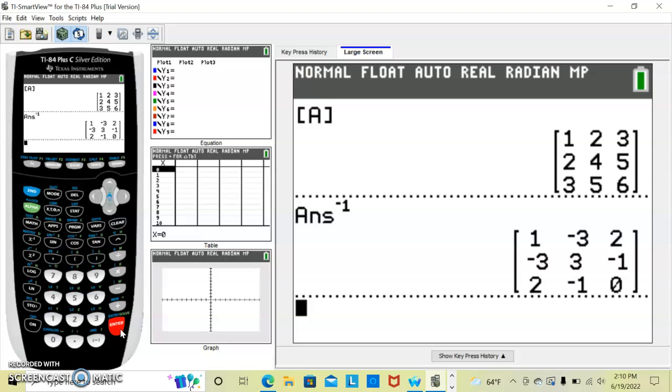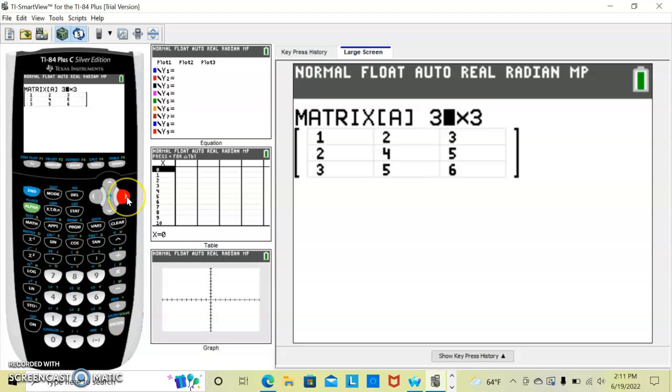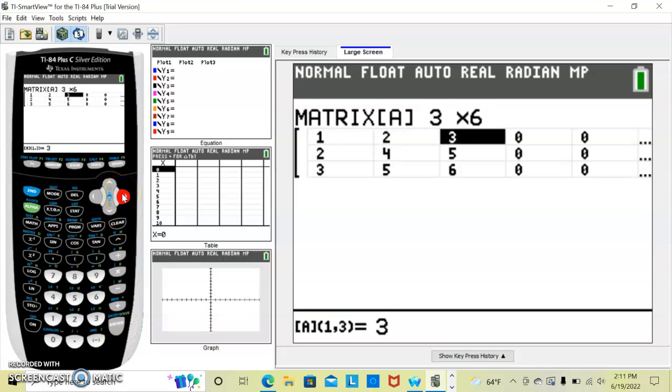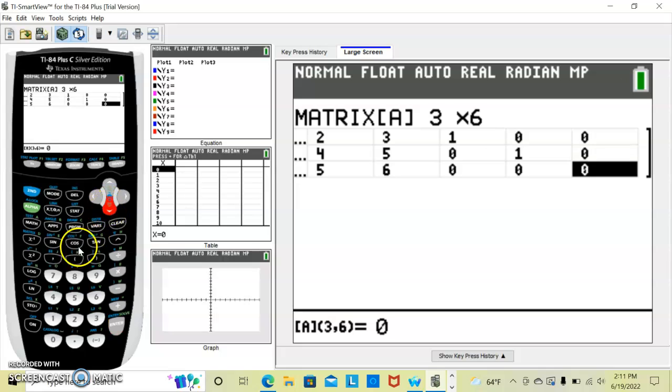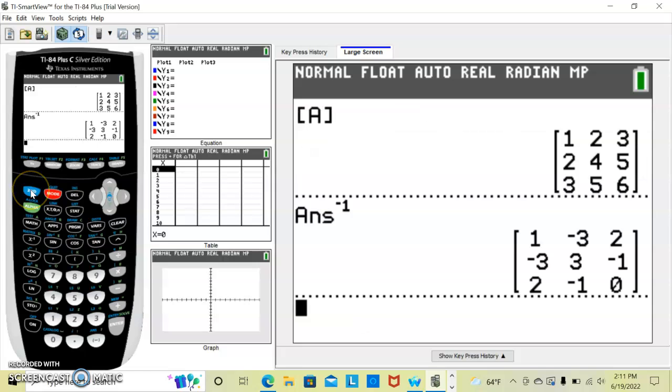If you want to find the inverse of the matrix using row operations, you have to go in and edit the matrix. So this is matrix A that we're going to find the inverse of. I'm going to edit matrix A, and you're going to include 3 more columns. So I'm going to expand this out to 3 by 6. And in the final 3 columns that you just added, create the 3 by 3 identity. And you can quit and the matrix will save.